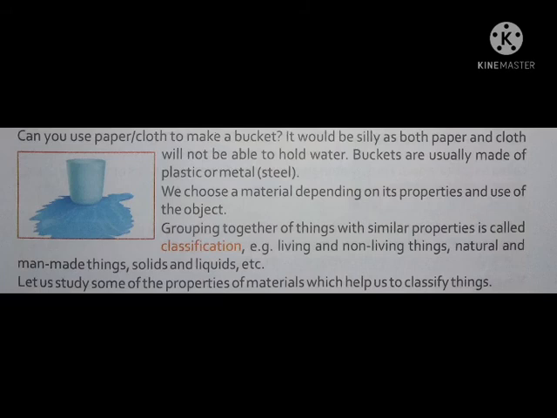Natural and man-made things, solid and liquids. So also you have to write the differences of natural and man-made things and also solid and liquids. Okay, this is your homework. Let us study some of the properties of materials which help us to classify things. So in this chapter there are some properties given of materials which help us to classify the things.